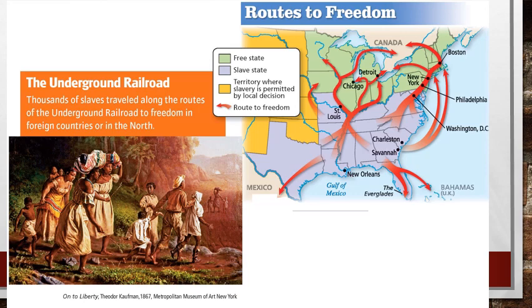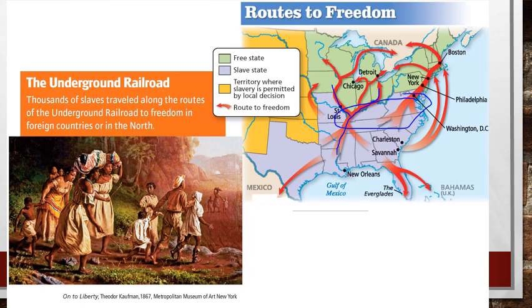You can see here a lot of the routes to the north. Most of them are going to go through the Mississippi River Valley and up that way to get to Illinois, Indiana, and Ohio. Slaves in the upper South regions are the ones who are most easily able to run away because they're already closer to the north to begin with.